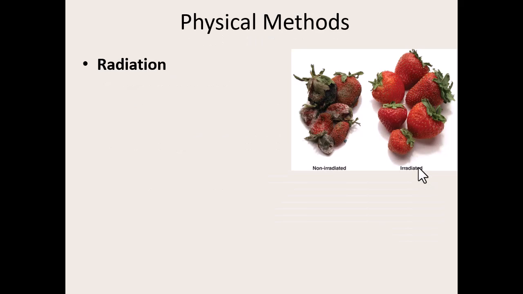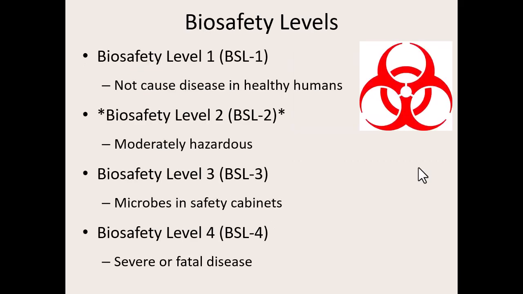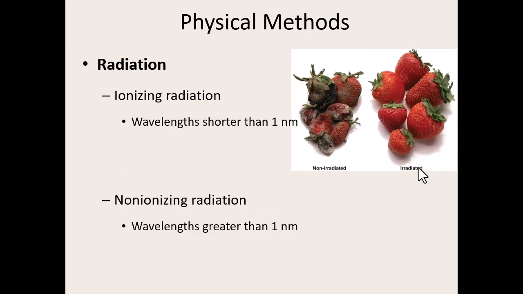Another physical way we can stop microbes from growing is using radiation. Two types of radiation: ionizing and non-ionizing. It just has to do with the wavelengths. Ionizing, the wavelengths are shorter. Non-ionizing, the wavelengths are larger. Non-ionizing radiation, an example of it would be UV light.